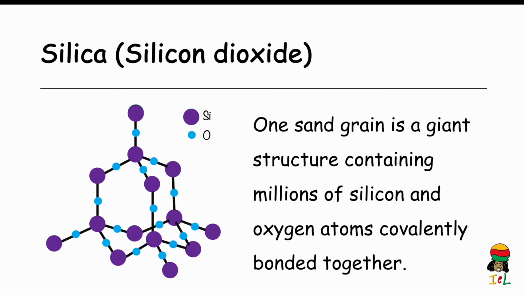Also note that 1 grain of sand is a giant structure containing millions of silicon and oxygen atoms covalently bonded in the arrangement shown to the left of the screen. Now, these are just a few atoms of silicon and oxygen in this tetrahedral arrangement. However, in 1 grain of sand, we will encounter millions of these atoms in such an arrangement.